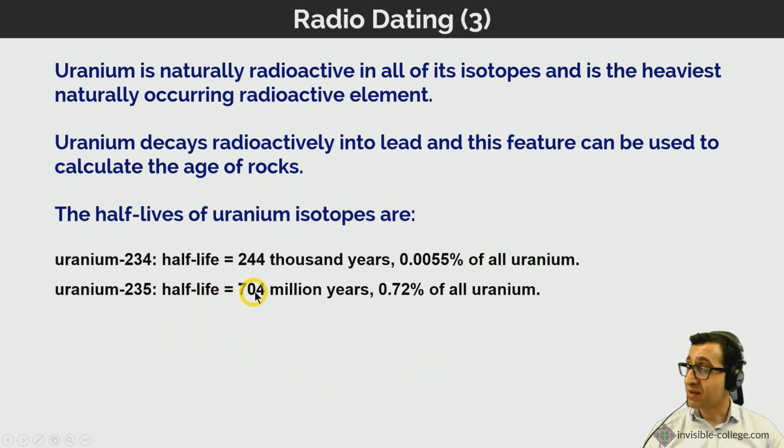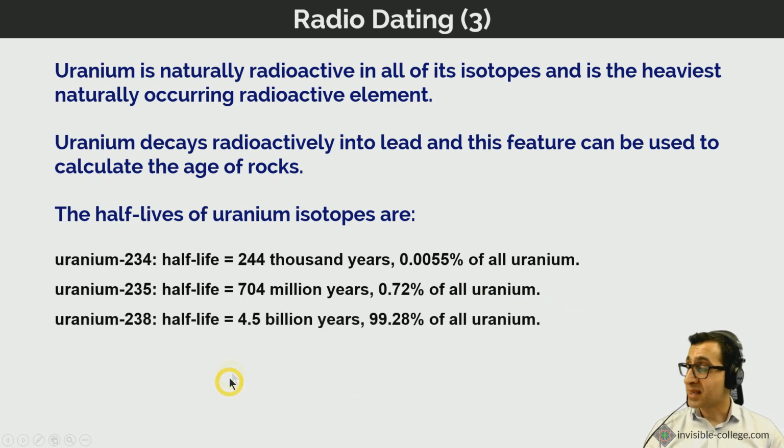Uranium-235 has a half-life of 704 million years. This makes up about 0.72% of all uranium. Uranium-238 has a half-life of 4.5 billion years, and this makes up 99.28% of all uranium. So uranium-235 and uranium-238 are typically used to date the age of rocks within which you find these radioactive isotopes.